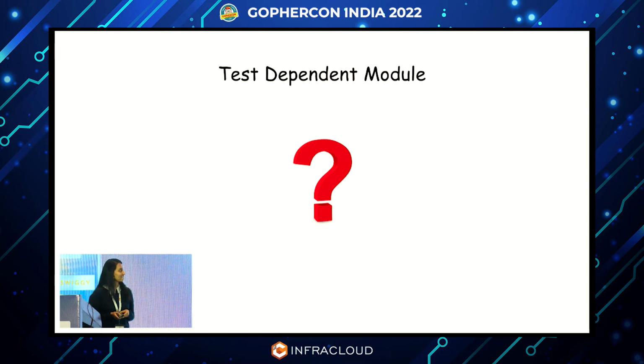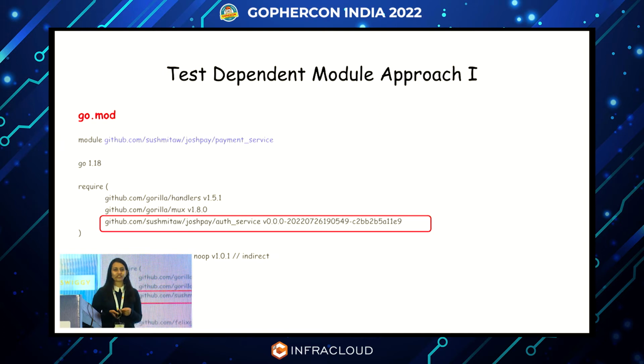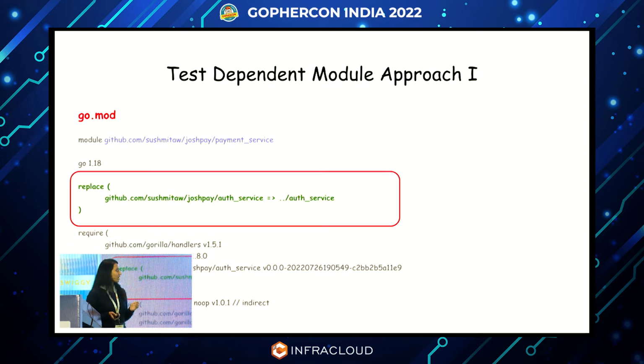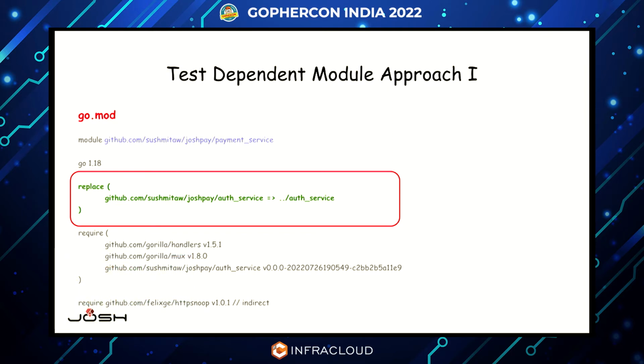Okay, I'll tell you. So we have two approaches to test this module. First, you can see the go.mod file for the payment service. Here you can see the dependency is taken from the go.mod, that is the Git repository server. We can see the version number. So here, if we add the replace directive, and point it to the local copy of your code, then you can test the local changes.